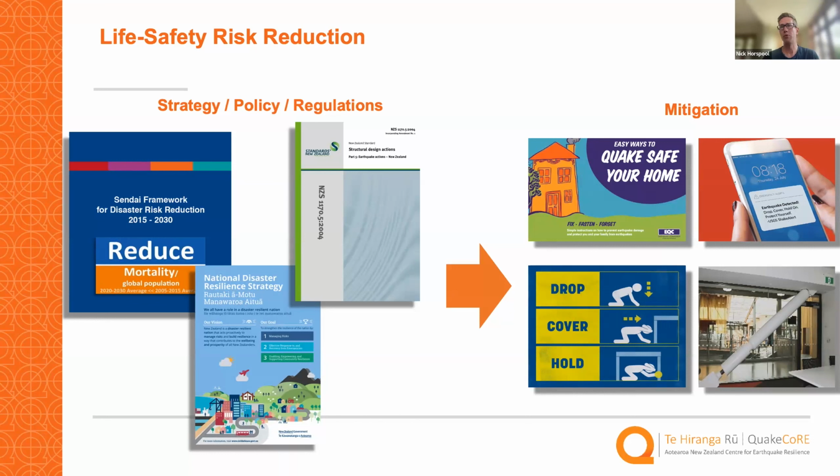Now, we do this through a number of mitigation measures. So we have education campaigns that encourage and educate people how to fasten furniture and reduce the chances of objects hitting people in earthquakes. We have education on protective actions such as drop, cover, hold. We have technological solutions such as earthquake early warning systems, not yet available in New Zealand. And then we have obviously engineering solutions such as how we design our buildings to minimize the chance of life safety risk.